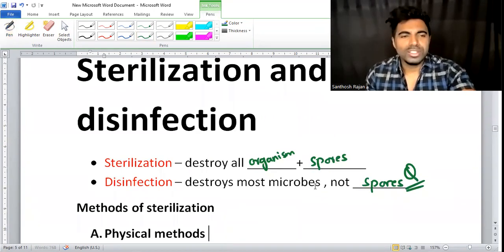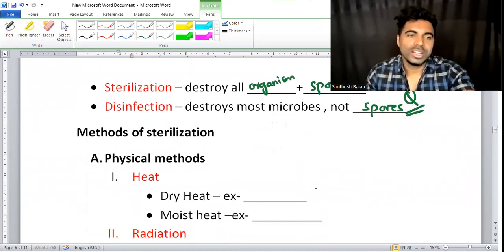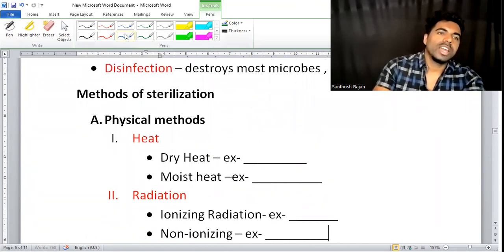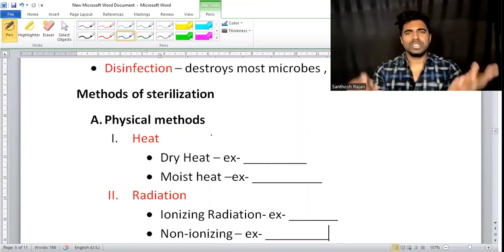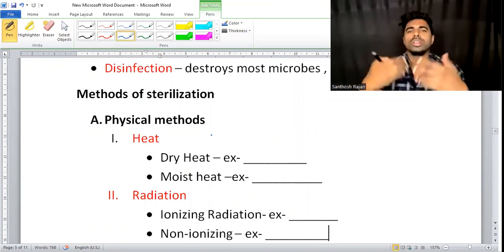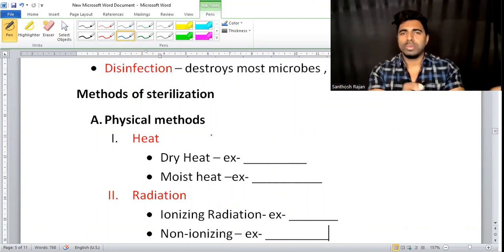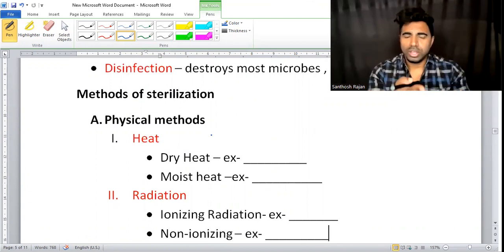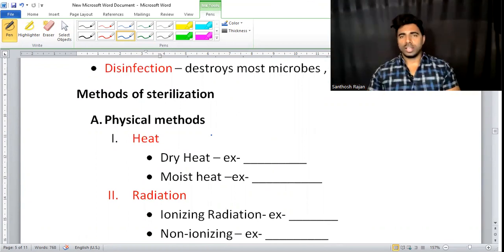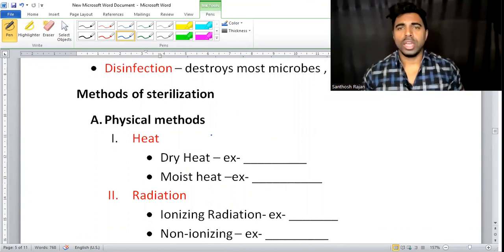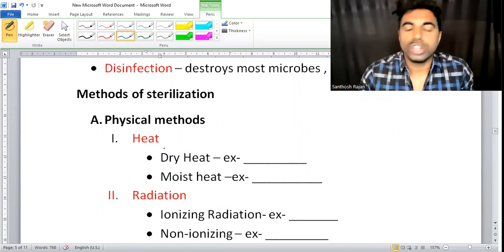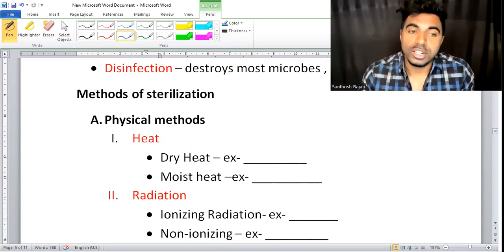Sterilization means spores are killed, with all the other microorganisms. Fine. Now, methods of sterilization: you have physical method and chemical method. Sterilization is a process used in every surgical ward, in clinical ward, in the lab, microbiology, biochemistry, pathology, everywhere. So sterilization is basically destroying the bacteria, the organisms, the pathogens. So how to sterilize? We have physical method, chemical method. In physical method, we can use heat. Heat can be dry heat or moist heat.